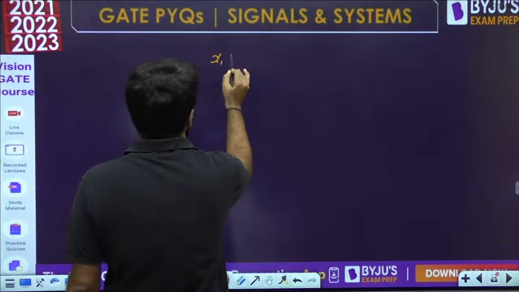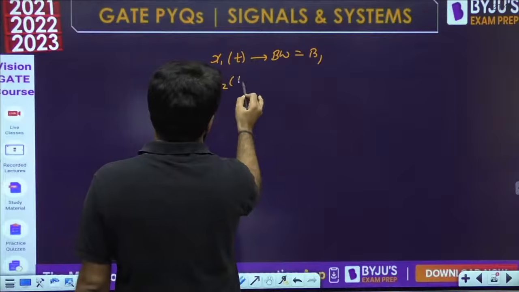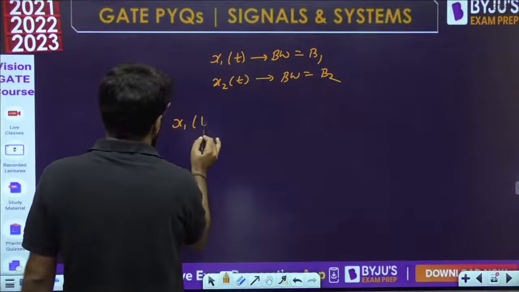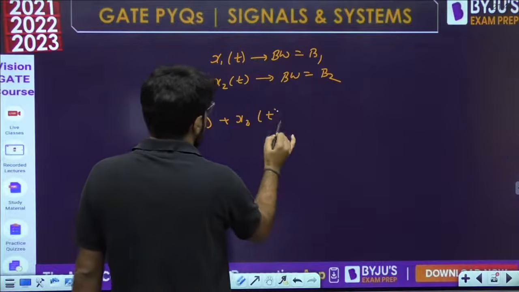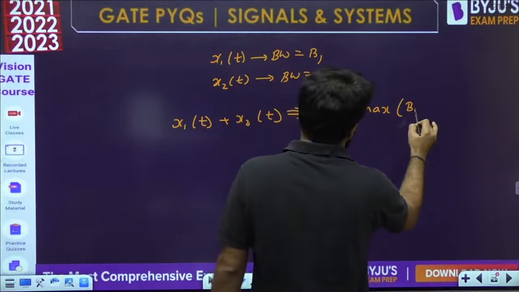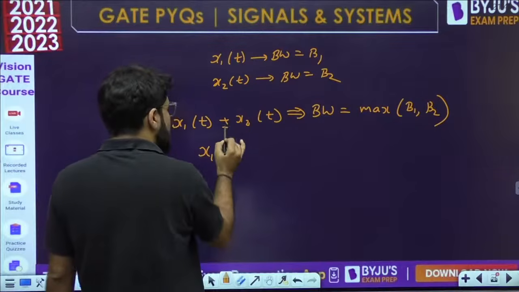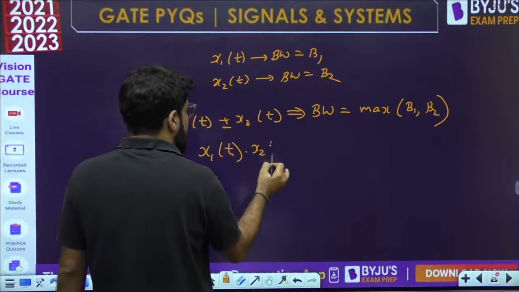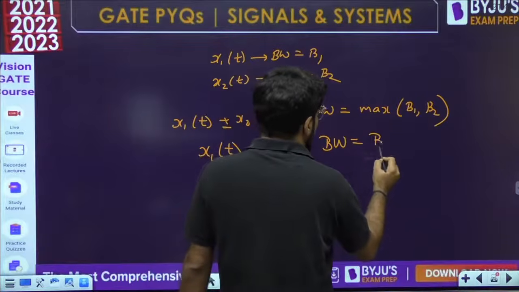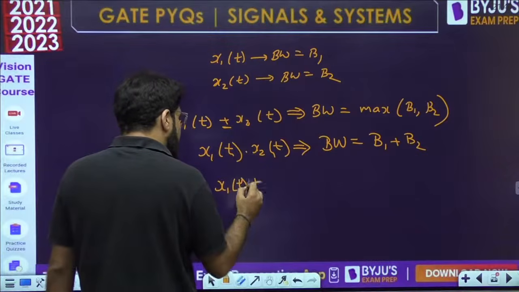Always remember, guys, if x1(t) has some bandwidth B1 and x2(t) has some bandwidth B2, here are some important results. When you add them, x1 plus x2, what is the bandwidth? It is given by the maximum of B1 or B2, whichever is the maximum. With plus or minus, the same result applies. But if they are multiplied, like in the previous question, they are convoluted in the frequency domain, and bandwidths are added, B1 plus B2.